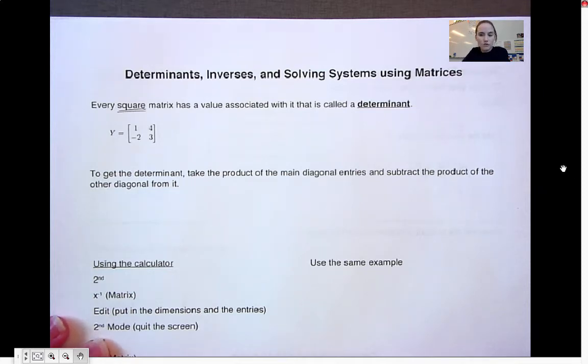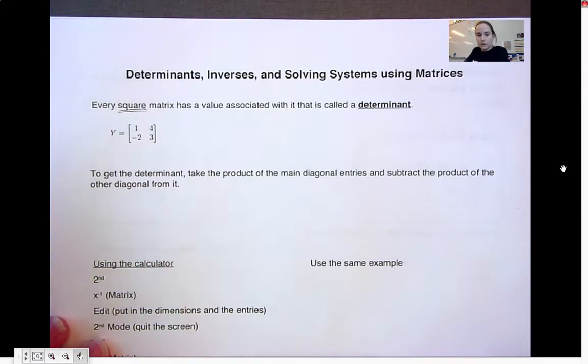In other classes, you may use the determinant to solve a system or to help with finding the inverse. In this class, I just want you to know what the determinant is, as far as can you find that value, okay? So the first thing that we're going to do is do this by hand.